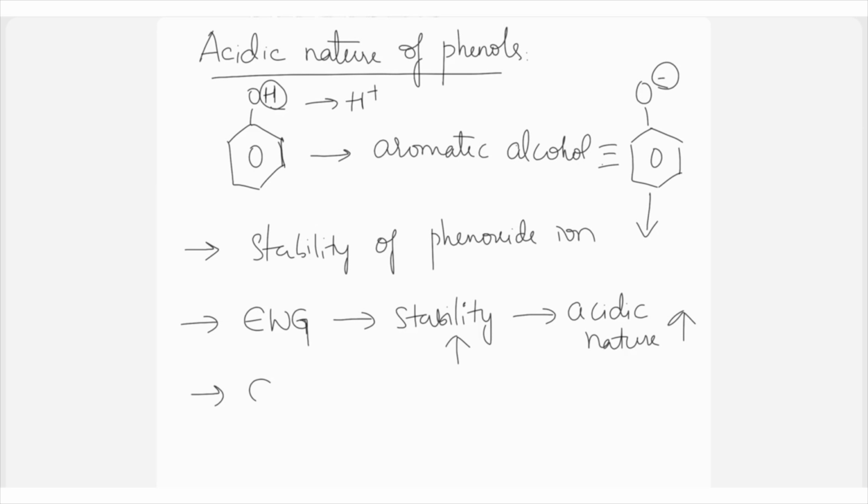Similarly, suppose there is an electron releasing group. Already there is a negative charge on the phenoxide ion. Here, if the electron releasing group is still adding electrons onto the phenoxide, ultimately the stability is going to decrease. When it is less stable, the acidic nature also will decrease. These are the two main factors that explain the stability of the phenoxide ion and also the acidic nature. Now let us see the acidic nature of phenols with few examples.